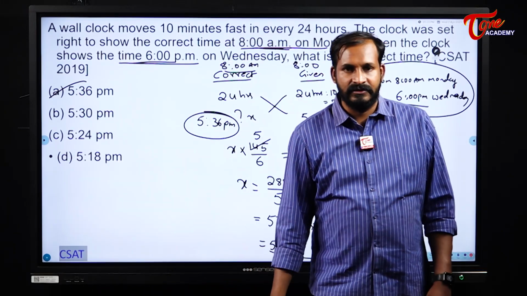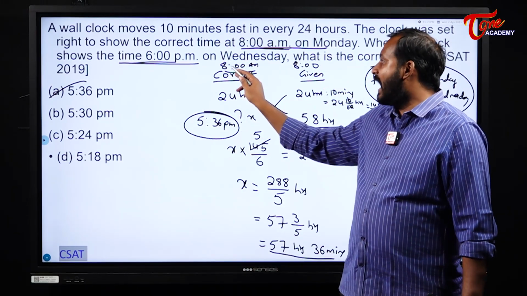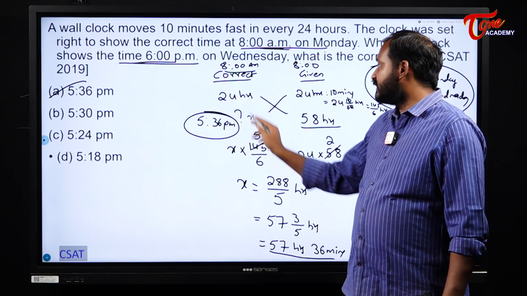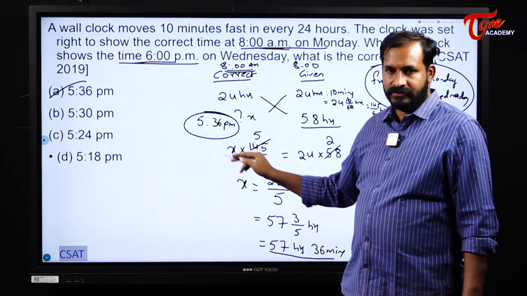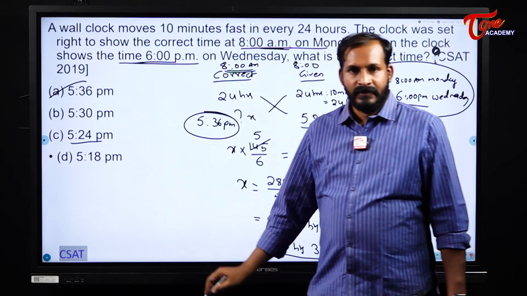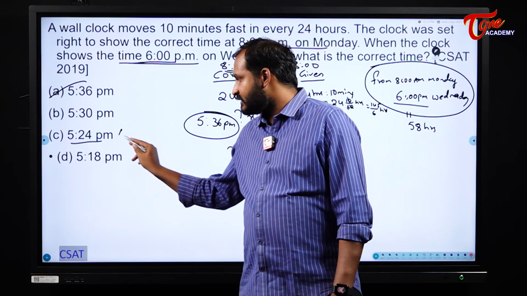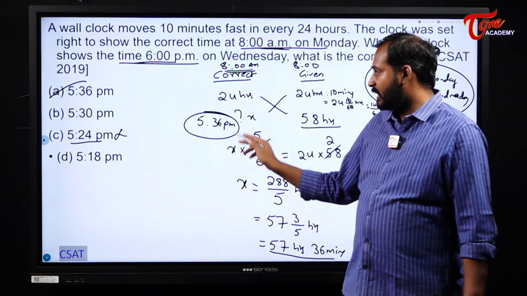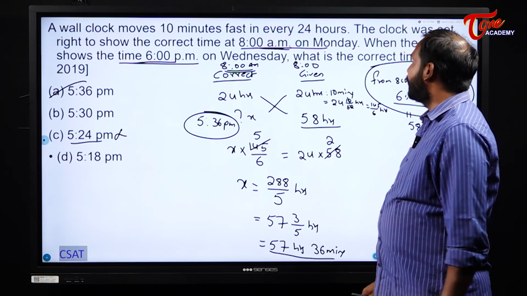So please be careful while subtracting or adding 57 hours 36 minutes to 8 a.m. Please be careful. Why? Because here there is one option, 5:24. There is a chance to mark this as your answer. So please be careful. Okay. So our answer here is 5:36 p.m.